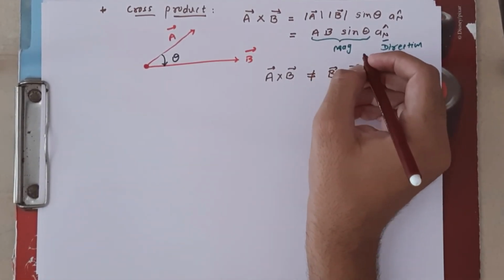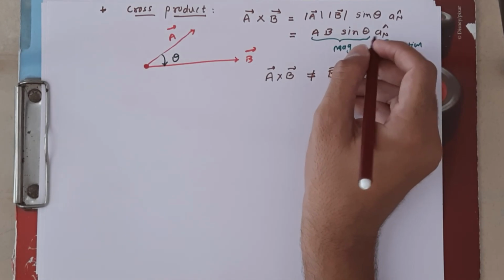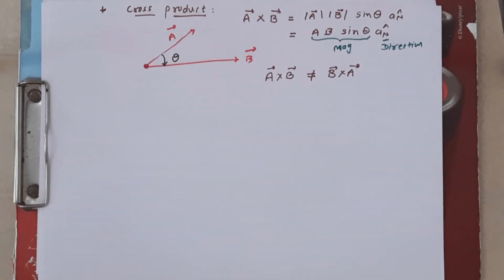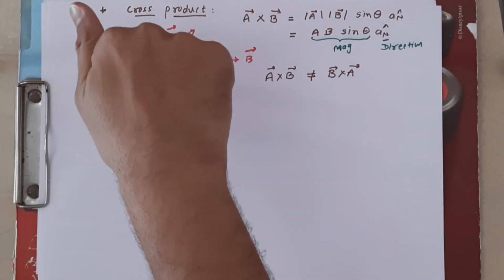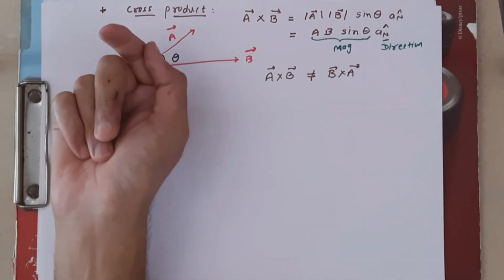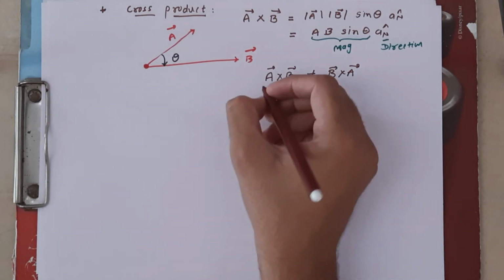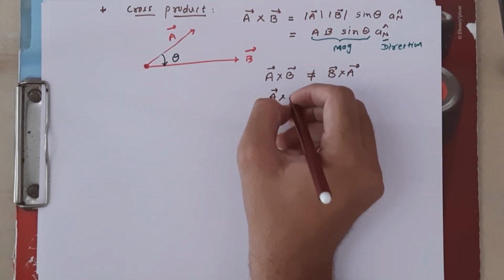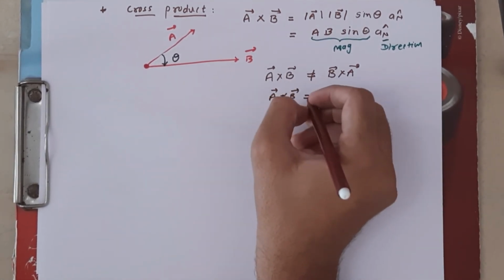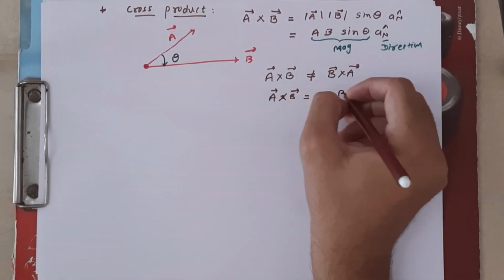Because just the direction is different. If you do a cross b, the resultant vector is inside the page, and if you do b cross a, the resultant vector is outside of the page. The magnitude remains the same, but just the direction is different. So you can write a cross b is equal to minus b cross a.